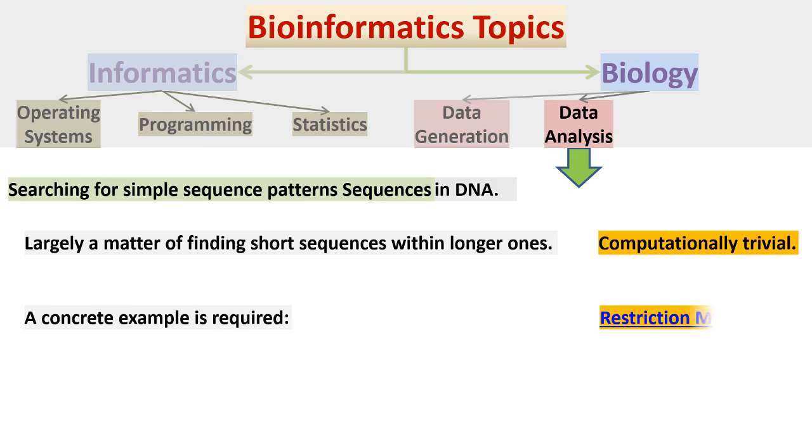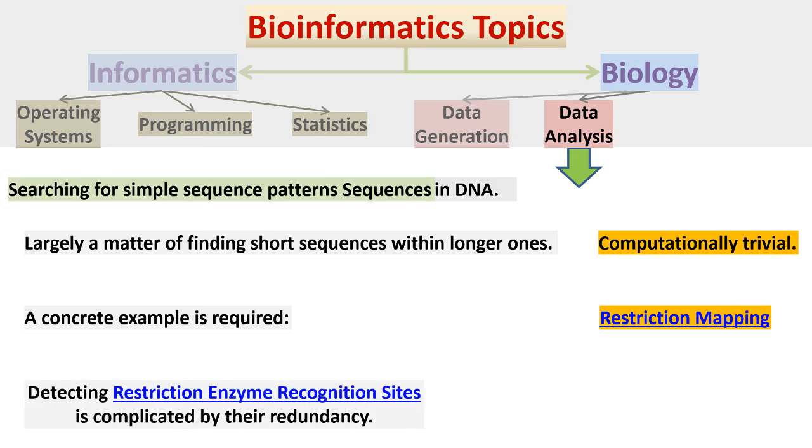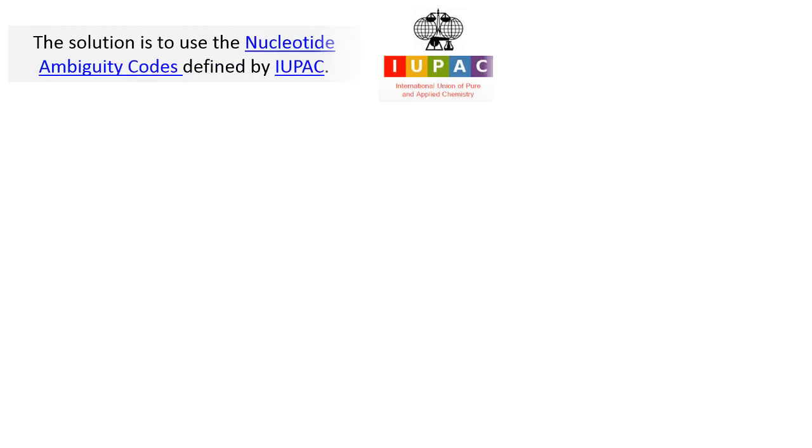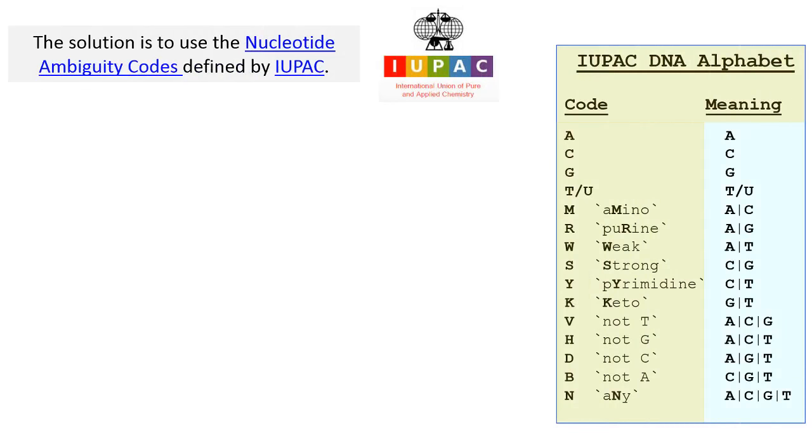Pattern searching is the strategy employed to locate the recognition and cut sites of restriction enzymes to create restriction maps. The only real complication is that so few restriction enzyme recognition sites have no ambiguous positions. What is needed is an alphabet for DNA that includes codes for every possible ambiguity. The International Union of Pure and Applied Chemistry, IUPAC, provides such an alphabet.